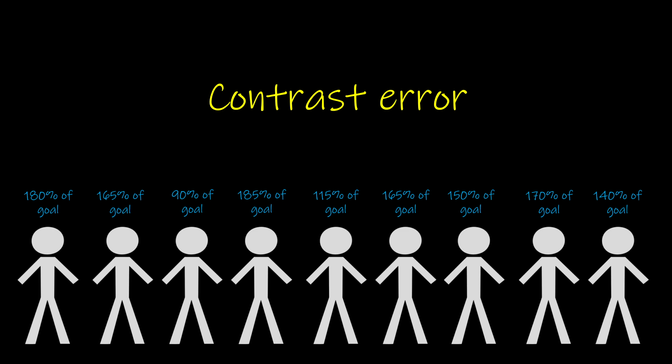Now, there are some cases where everyone within an organization may be performing at a high level because of environmental factors, and those environmental factors get taken into consideration in performance evaluations. That would not necessarily be a contrast error. But if we were to simply discount the performance of the individual who had performed at 115% of their goal solely because everybody else performed well, that would be an example of a contrast error.